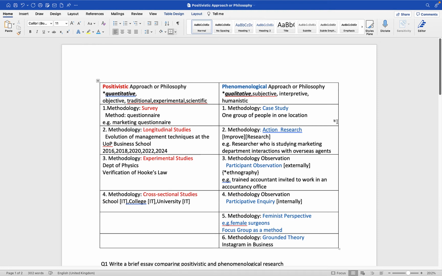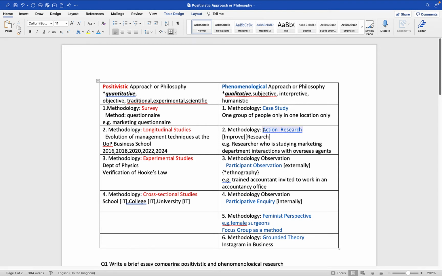Case study. If I wanted to study one group of people only, in one location only, that would meet the criteria for being considered a case study. So one group of people only, for example, I want to study young female lecturers in the business school at the University of Portsmouth. Because it's one group only, in one location only, it's called a case study.